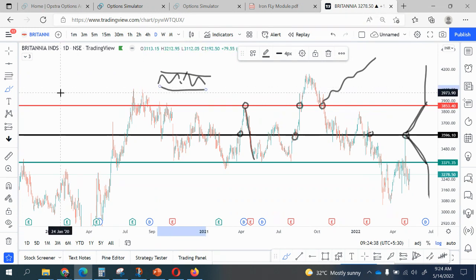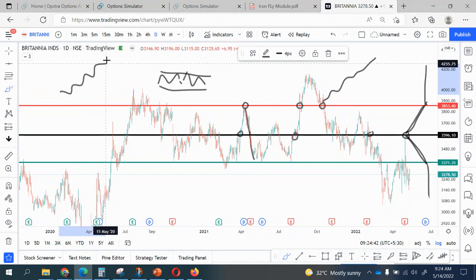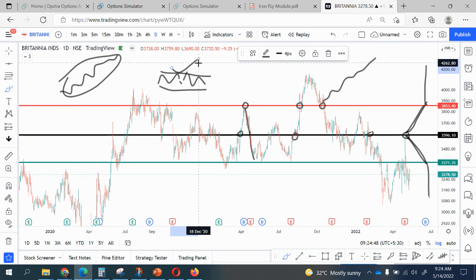Ironfly is not compatible with this kind of momentum market. We need a sideways market, that's the only purpose of going for Ironfly. Why do we need the sideways market? Because we need theta decay, we need to get the benefit of theta decay.